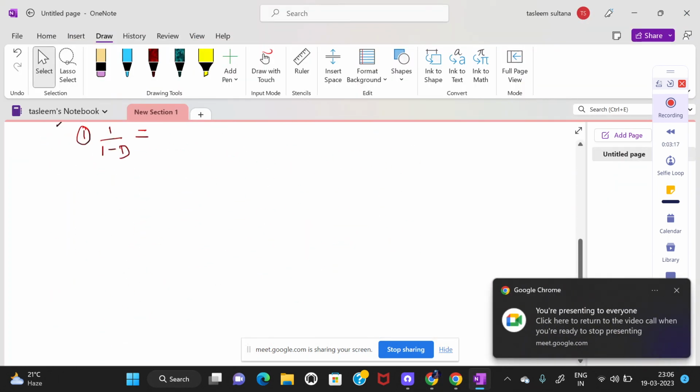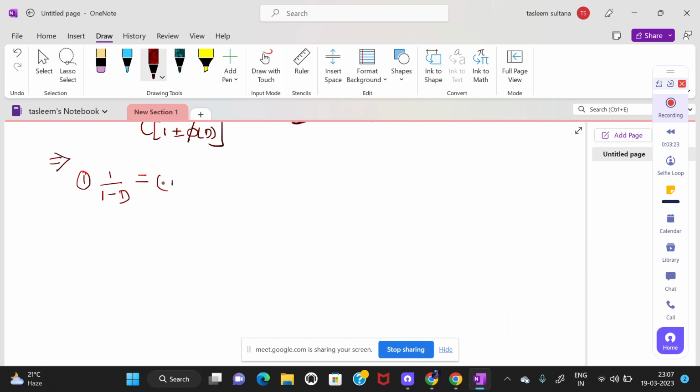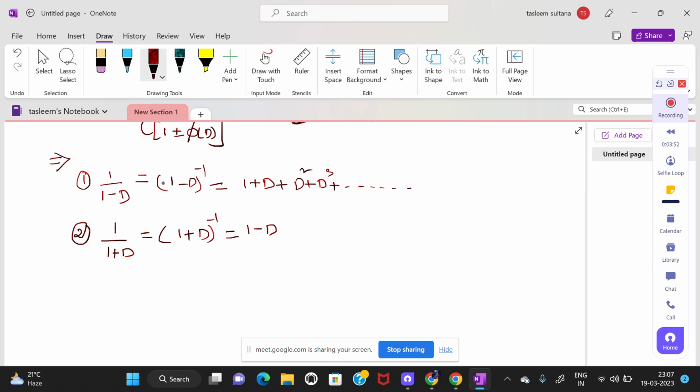It is equal to 1 minus D whole to the power of minus 1, which is equal to 1 plus D plus D square plus D cube plus so on. Next will be 1 divided by 1 plus D, which you can write as 1 plus D whole to the power of minus 1. Here the terms are alternating: 1 minus D plus D square minus D cube plus so on.